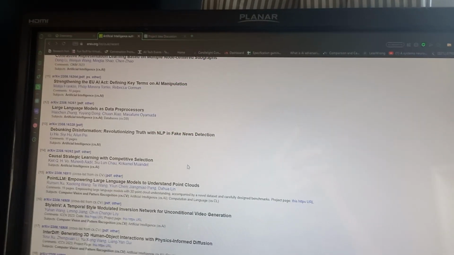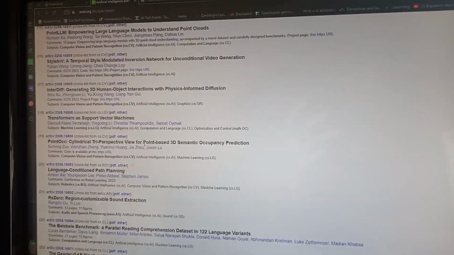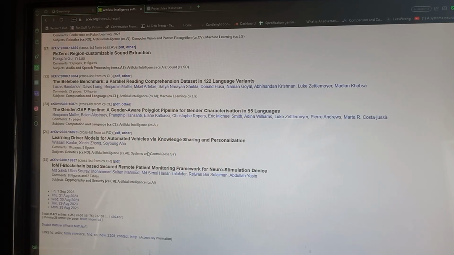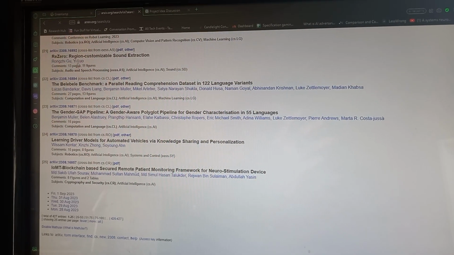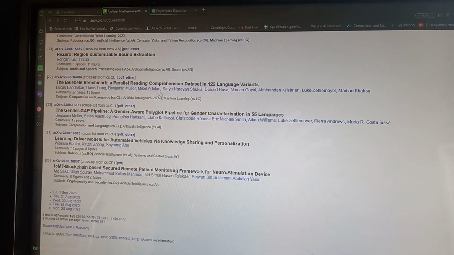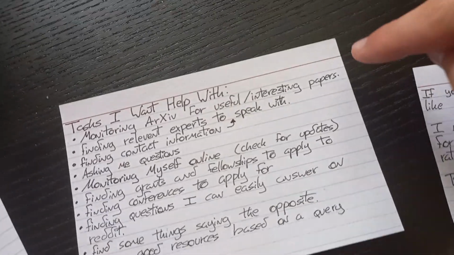That's too much effort. And so, for the next little bit, I'm going to specifically focus on making something that goes through every single paper published daily and finds the ones that are applicable to my project and sends me an email every day with the most applicable papers to my current project. And so that's what this is.